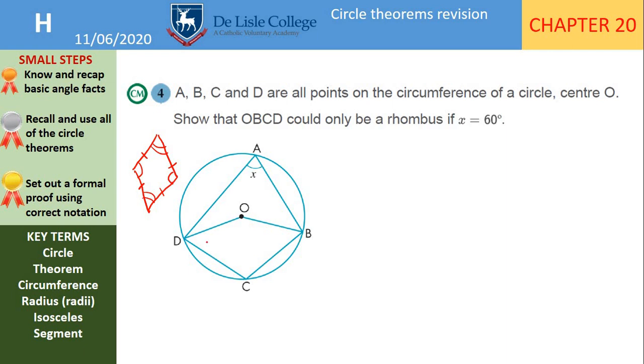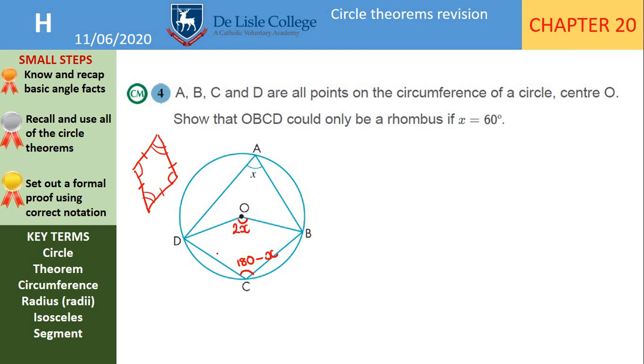So if this is going to be the case, let's start with what we've got. We've got X here, and this is an angle at the circumference. So this angle down here must be 2x because the angle at the centre is double the angle at the circumference. Now let's think about what this will be. Well, this is a cyclic quadrilateral, so these must add up to 180. So that must mean that this angle down here is 180 subtract x.